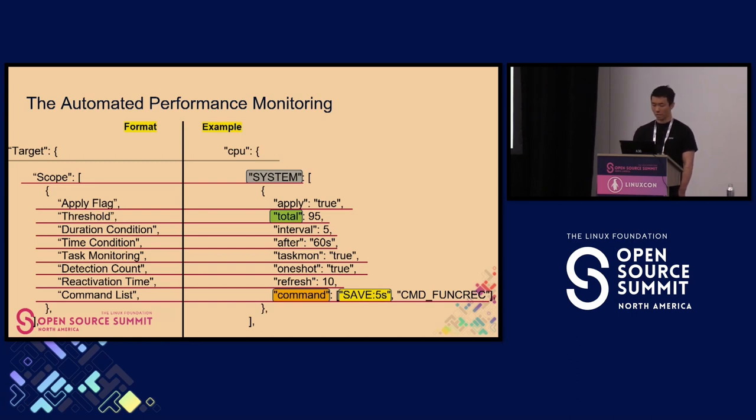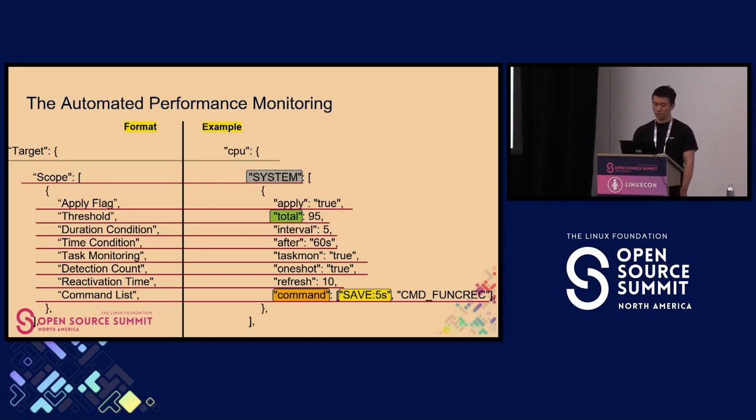So in the next level, you specify the scope. If it's for the entire system, it should be entered as system. If it's for a specific task, its task name or ID can be entered. And in the subsequent level, you define event conditions and processing method. This includes the applicability of the condition, threshold values, continuous conditions, and a list of commands to be automatically executed when the event occurs. The most crucial aspects here are the threshold and the list of commands. When the conditions meet the threshold, the commands from the list are automatically executed sequentially.